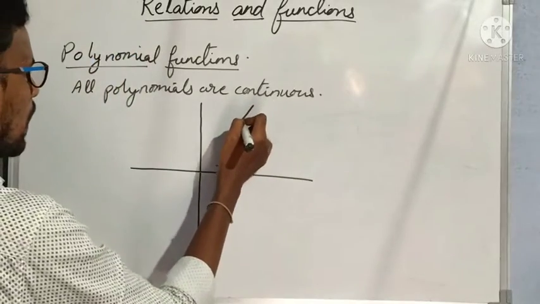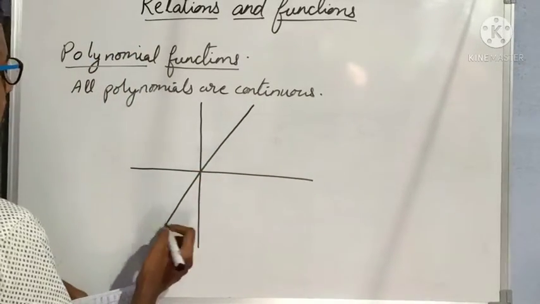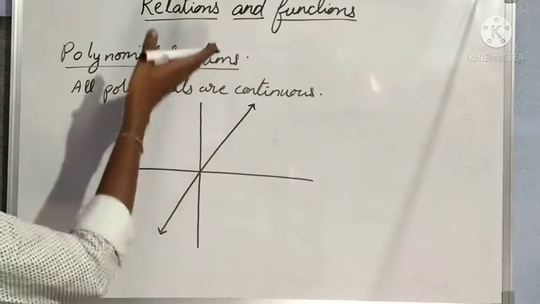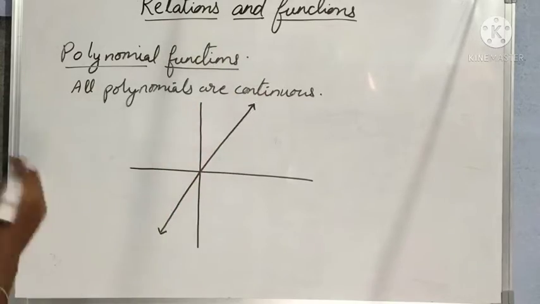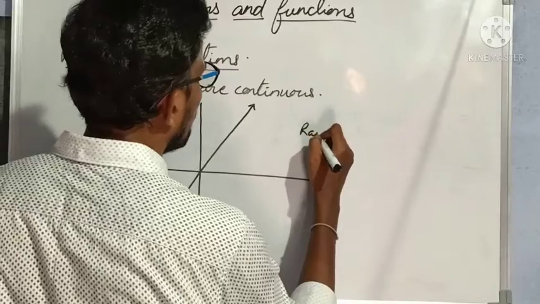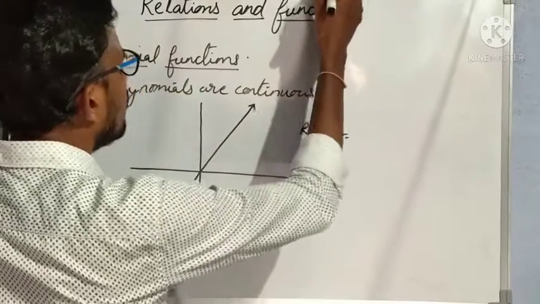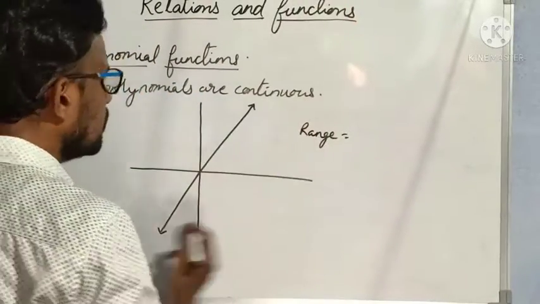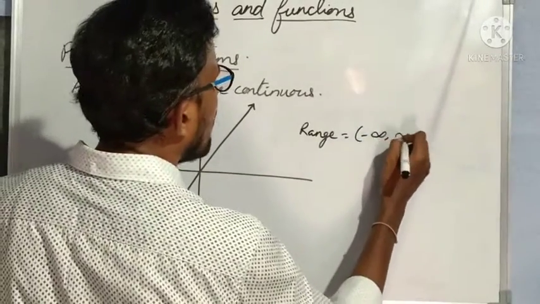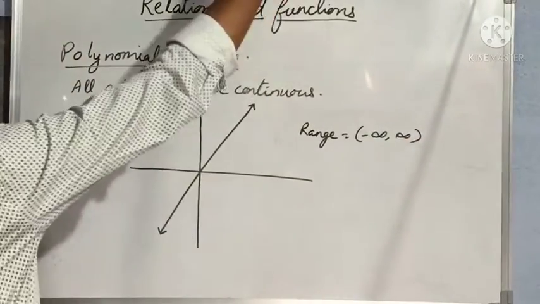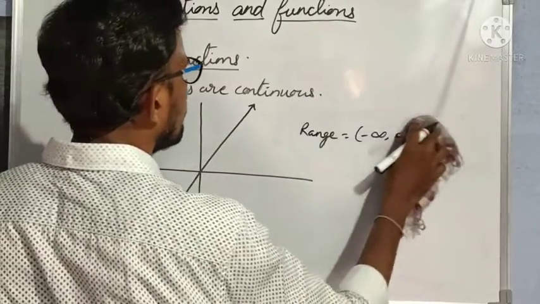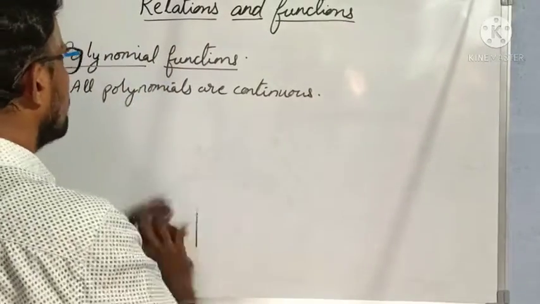This is the graph of a linear polynomial, a straight line. Not only like this, however you want, you can draw a straight line. That is a linear polynomial. Clear? So what is the range of this function? It will go up to infinity on one side and up to minus infinity on the other. So the range of this function is minus infinity to infinity. Understood? Clear?